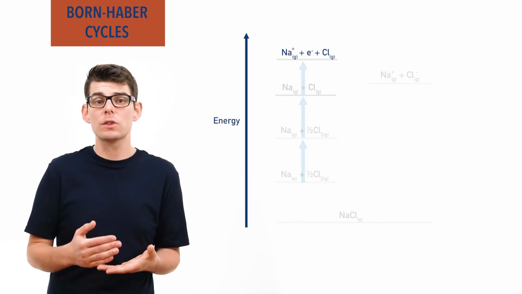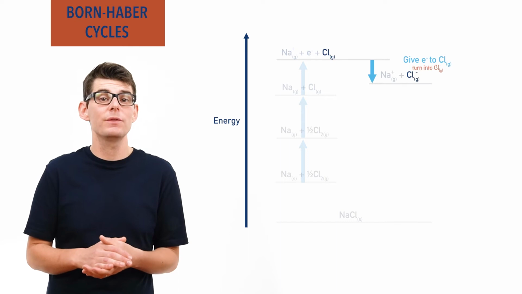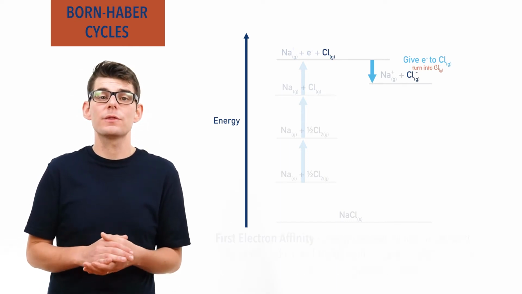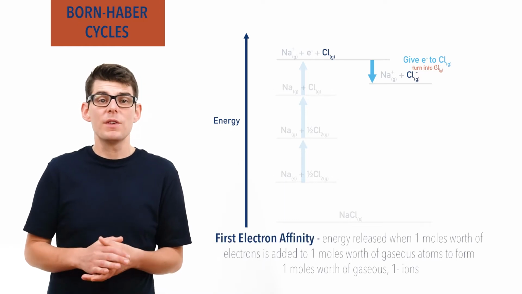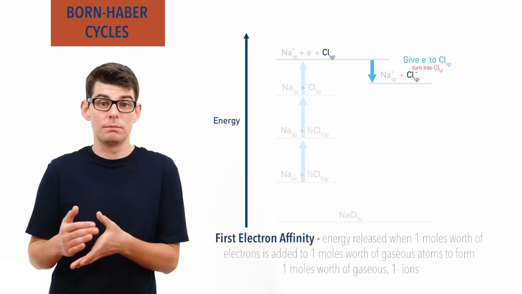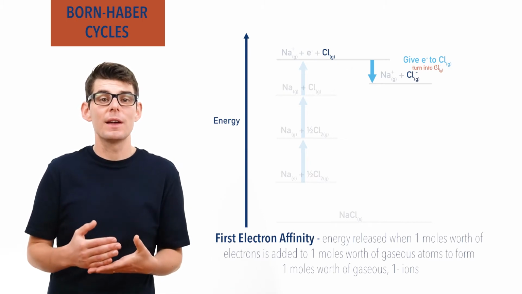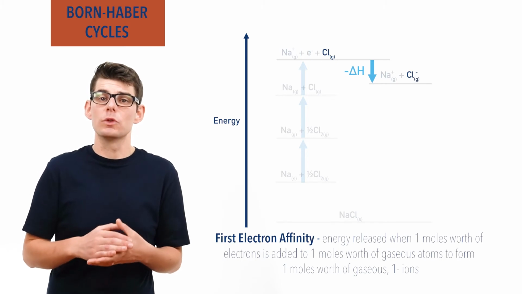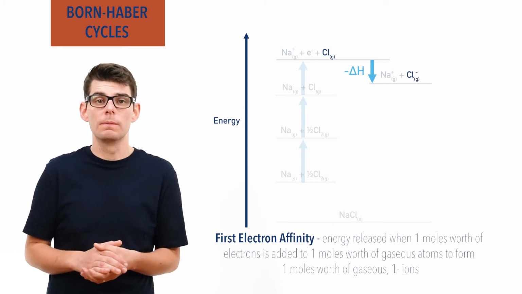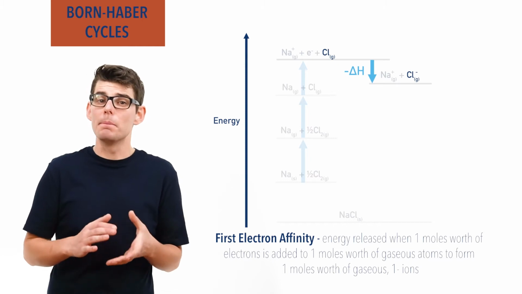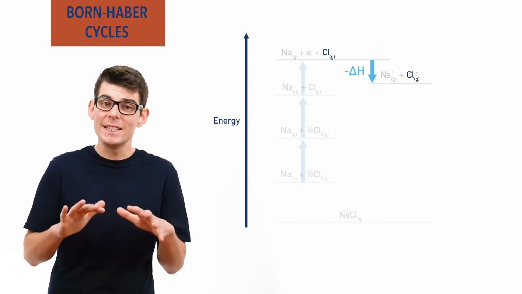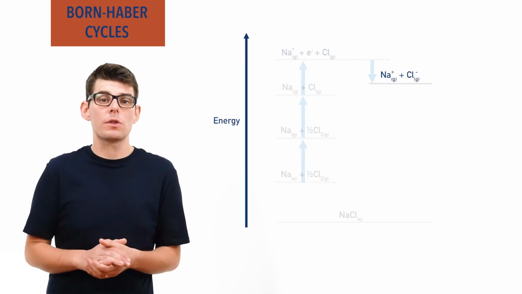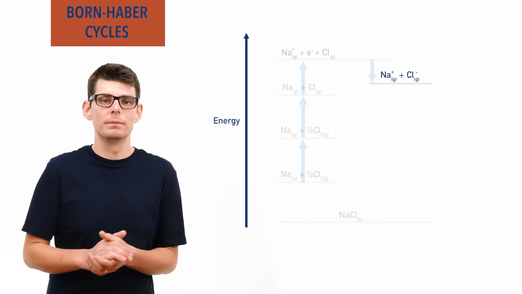Next, the gaseous chlorine atom is converted into a negatively charged ion by the addition of 1 electron. This is referred to as first electron affinity. This process would actually release energy, be exothermic, and have a negative enthalpy change, minus delta H. This is because the chlorine atom is more stable as a negatively charged ion. Because energy is released here, the combined energy of the sodium and chlorine decrease slightly and so are drawn on the energy level diagram below the charged sodium ion and gaseous chlorine atom.